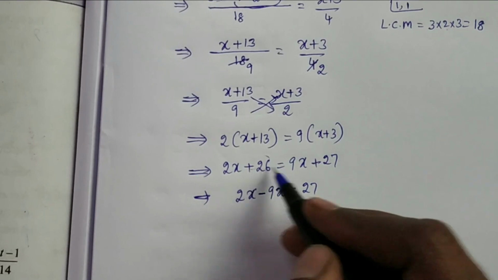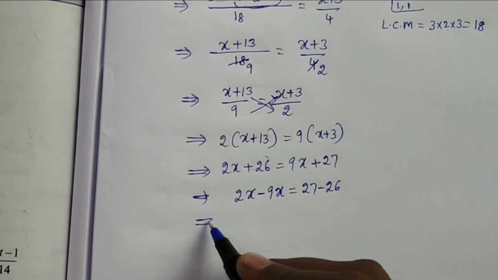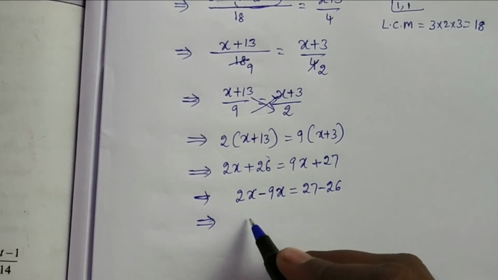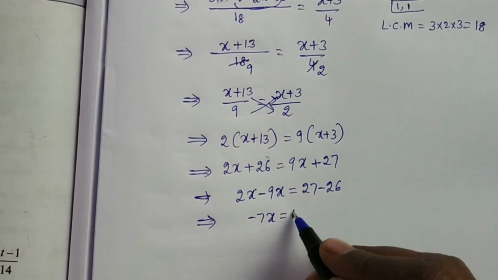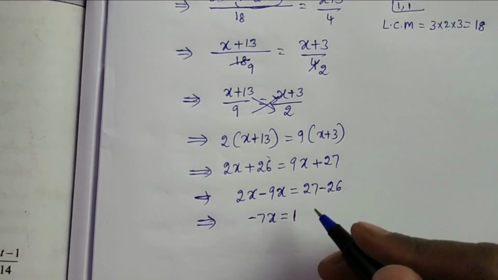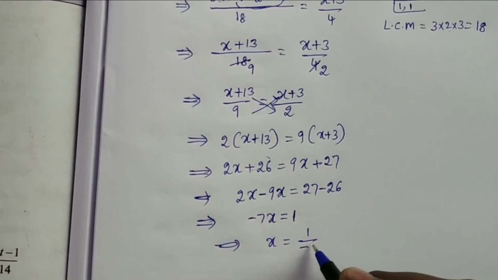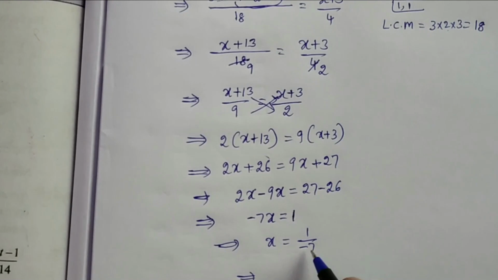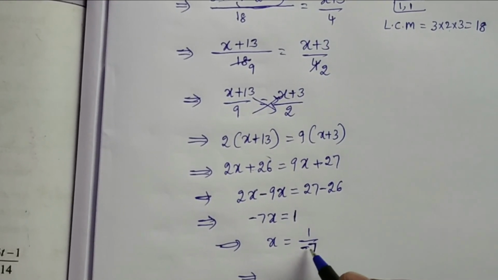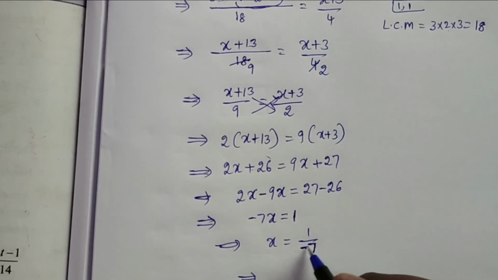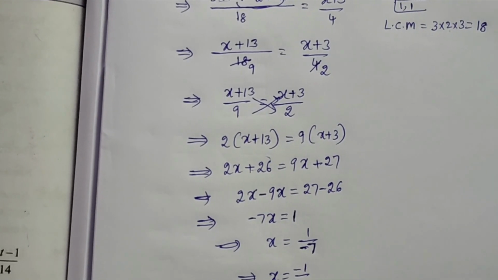So plus 26 right hand side send, then it will be minus 26. Then 2x minus 9x, that is minus 7x is equals to 27 minus 26, 1. That is x is equals to 1 by minus 7. Then we don't write the minus symbol in the denominator. We should write it in the numerator only. So finally x is equals to minus 1 by 7.